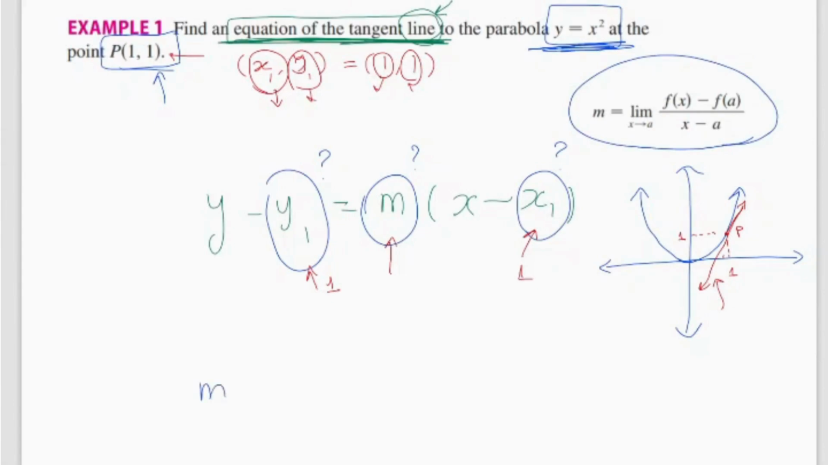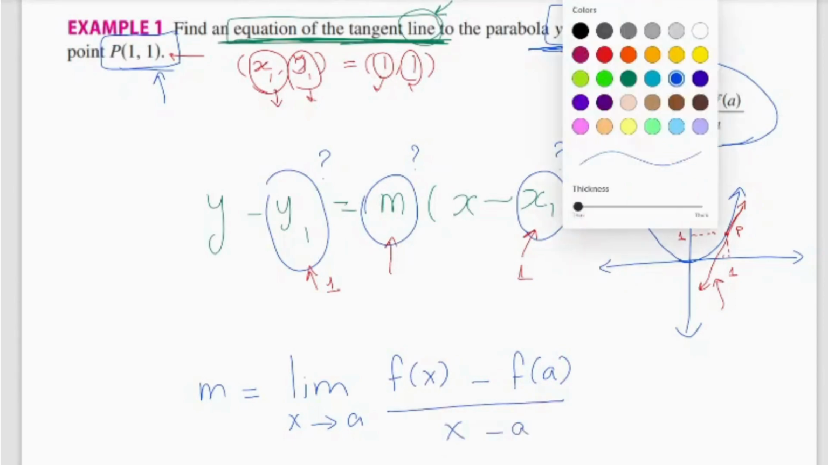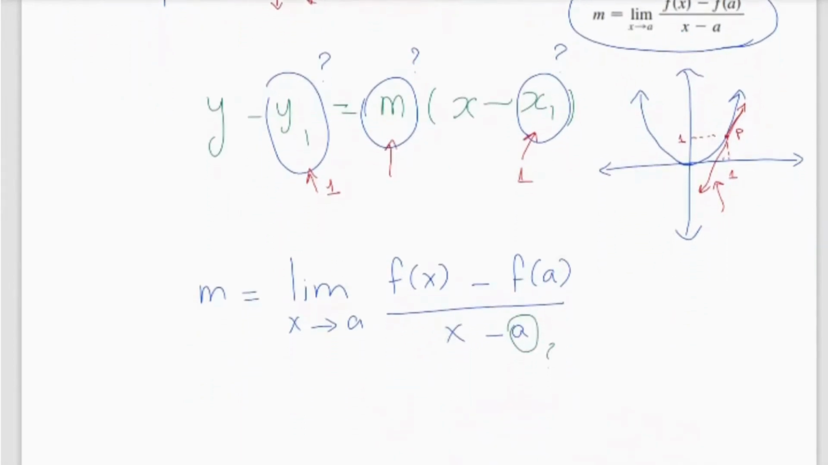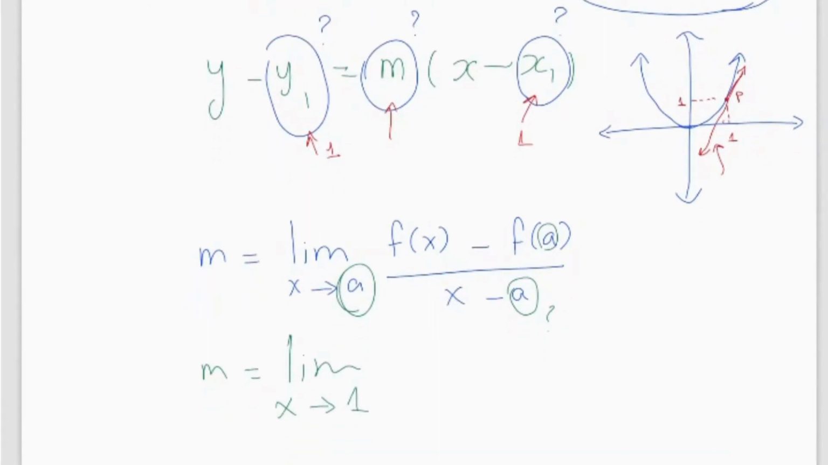Okay, so m is equal to what? It's equal to the limit as x approaches a of f of x minus f of a over x minus a. So what is the a here? The a is basically your x. So m will be the limit as x goes to 1, instead of a. Instead of every a, I'll just write 1: f of x minus f of 1 over x minus 1.